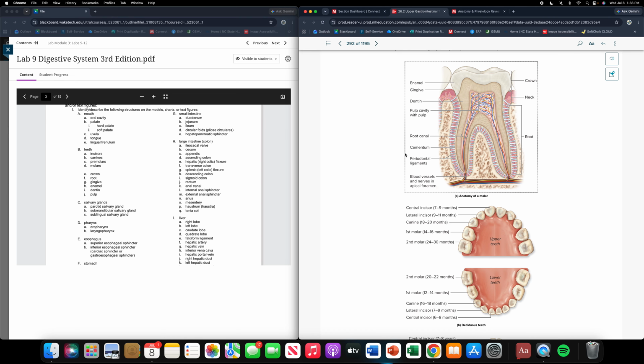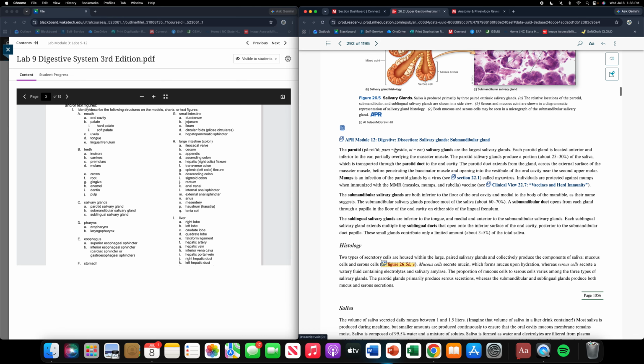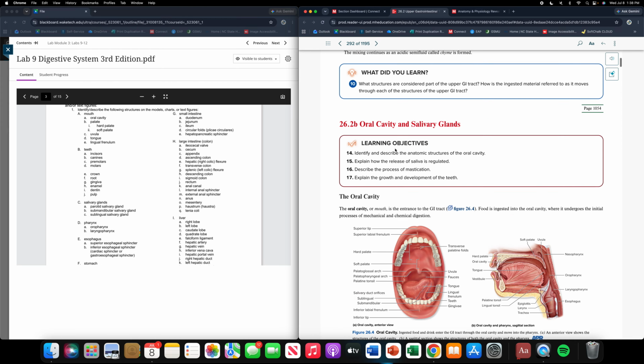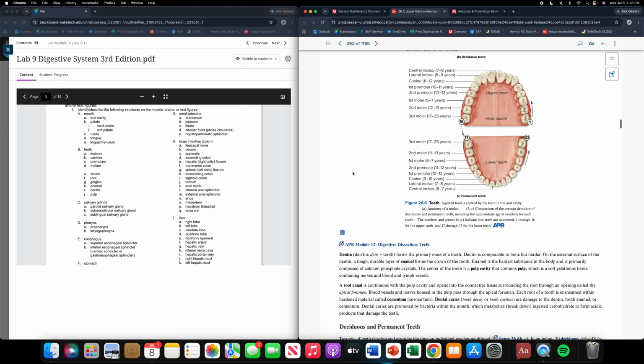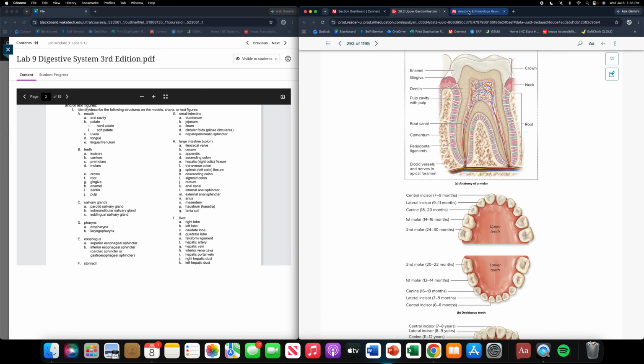And again, that was figure, what is this, section 26.1, 26.2b, and then figure 26.6a is the image that I would use.